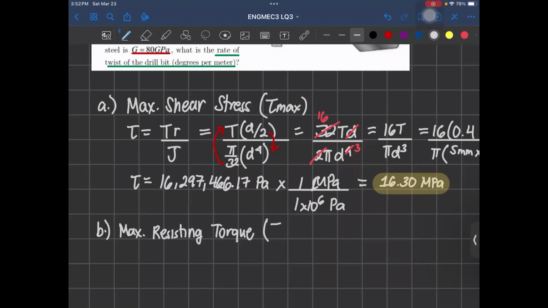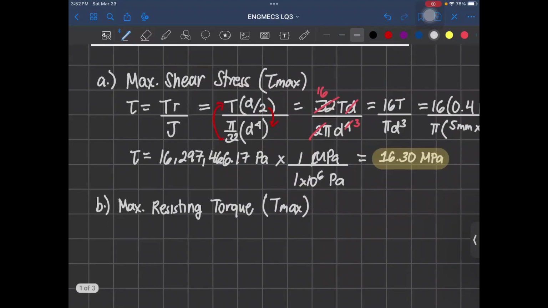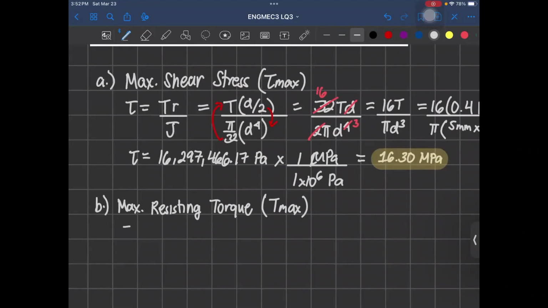So this is T max instead of tau max. So again, let's place our equation and simplify it already to tau is equal to 16T over d cubed, since there is no change in the configuration of the problem, so it's still a circular shaft and it's still solid.